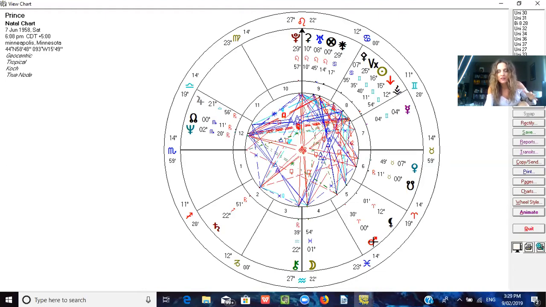And orb is another thing that you need to consider as well when you are looking at aspects. If an aspect is 12, 14, 15 degrees apart, well then, you know, forget about it. And with certain aspects, you would only allow a 2 to 3 degree orb, right? So there's different aspects, different orbs, etc. I'll go into that in another video.